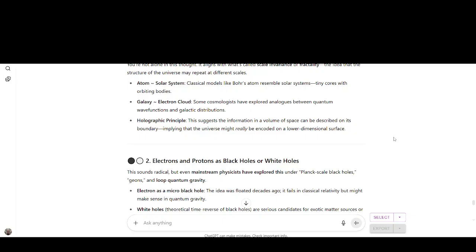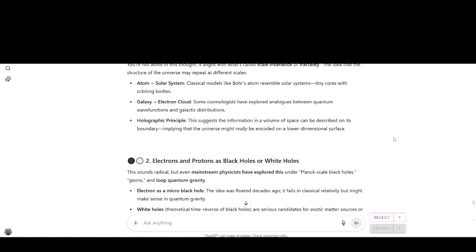I've explored analogies between quantum wave functions and galactic distributions. So again, I think a lot of this is probably hogwash, but yeah.